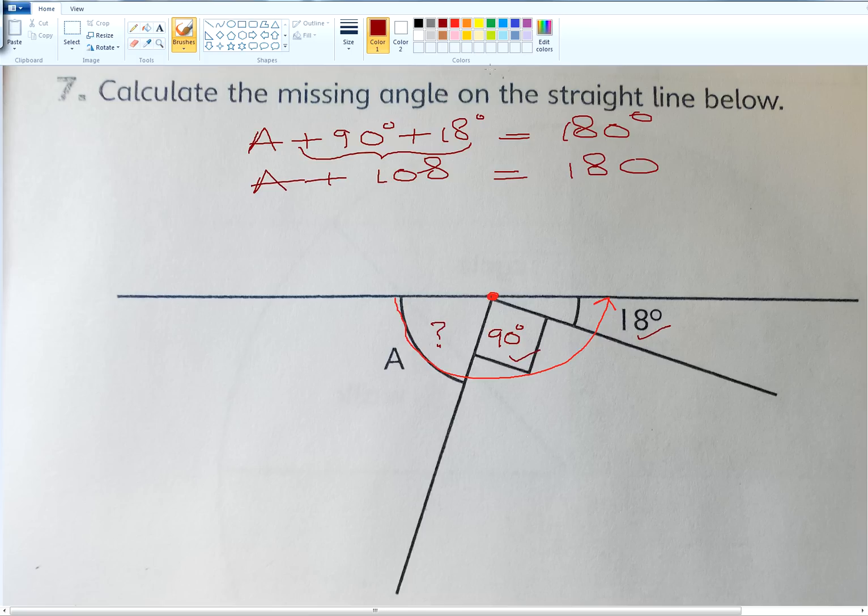Yes, 108 add 72 equals 180. So the opposite of adding 108 is minus 108. So we call this solving the equation. So A then is equal to 72 degrees. So A is equal to 72 degrees.